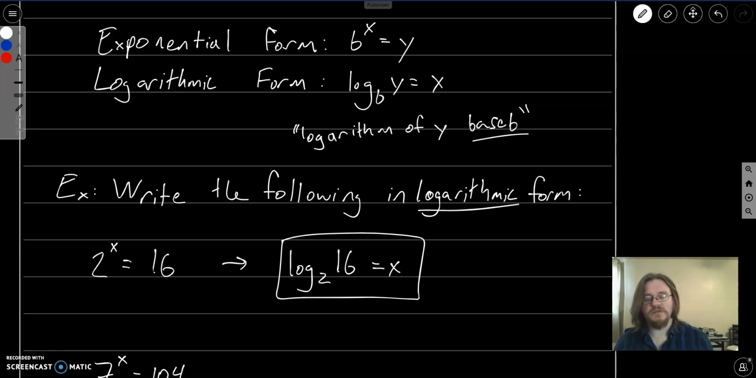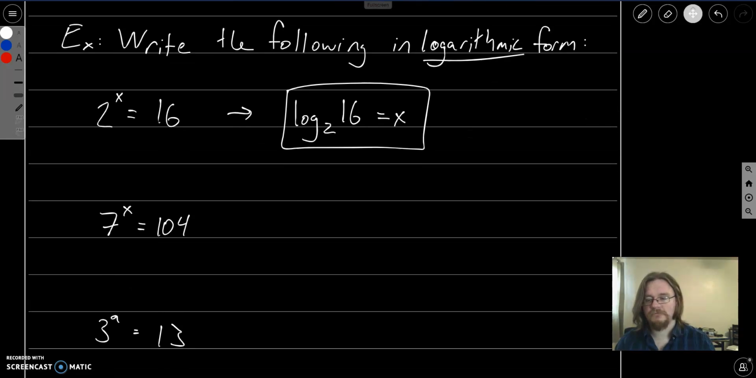And then this would be something that I would be able to plug into a computer or calculator. For the moment, we're not going to worry about it. For the moment, we're only going to be turning these expressions into this, so I can solve for x.